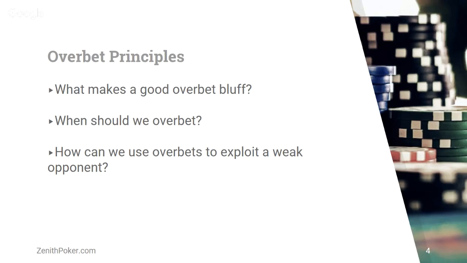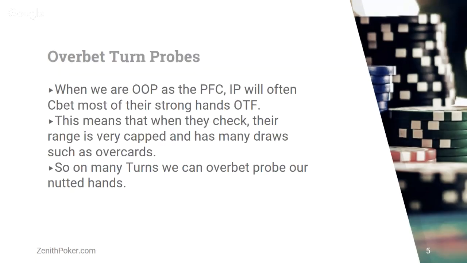Okay, so I guess we'll move on because that's a bit of a side thing. The first thing we're going to talk about is overbetting the turn as a probe. When we're out of position as the caller preflop, we're usually the big blind, and we're in a single raised pot, because if we're in a three bet pot, then overbetting doesn't make as much sense, because if we overbet, we get all in too quickly.